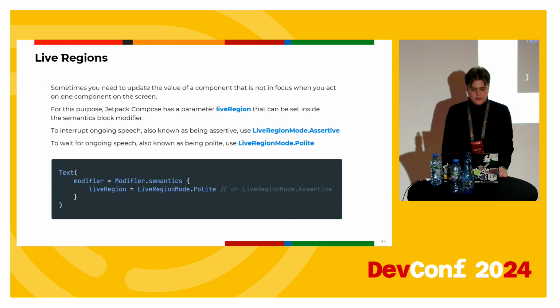Sometimes you need to update the value on a component that is not in focus when you act on one component on the screen. For this purpose, Jetpack Compose has a parameter that can be set inside the semantics modifier block that allows you to read the value from the view if it has been changed. It doesn't matter if it's currently focused or not. To interrupt ongoing speech, also known as being assertive, use live region mode assertive. To wait for ongoing speech, also known as being polite, use live region mode polite.